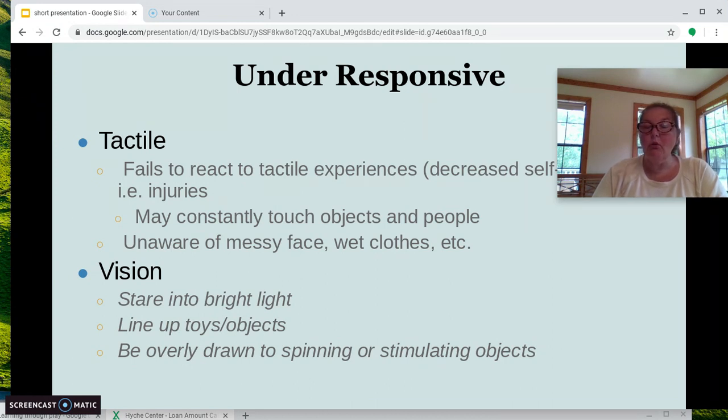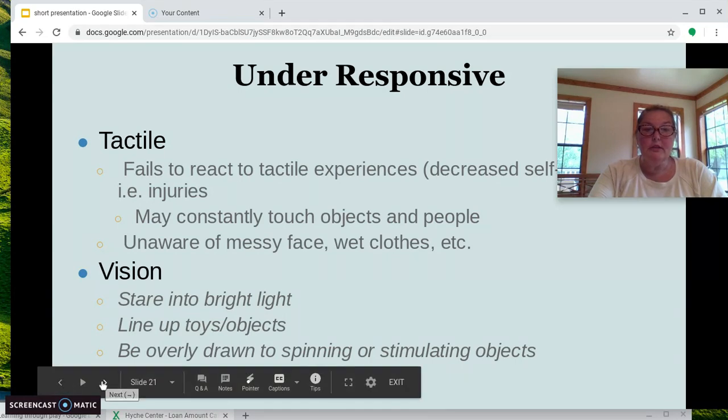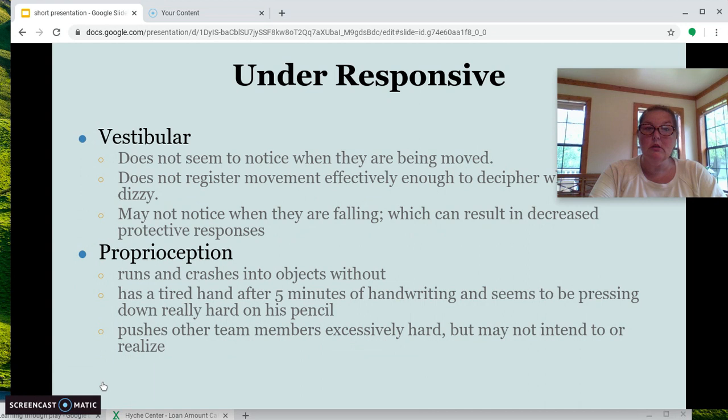Being under responsive to tactile input is also a safety concern. These children often don't respond to injuries. We've had children who have stood in fire ant beds and not responded. Simply, they just didn't feel it. But because they need more input, they may constantly touch other things or people. These are also our kids who always seem to be messy because they're not aware that their face is dirty, so they don't wipe it. Under responsive to visual input, these are our kids who like to stare at ceiling fans or line up toys.